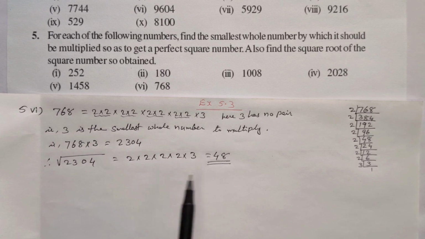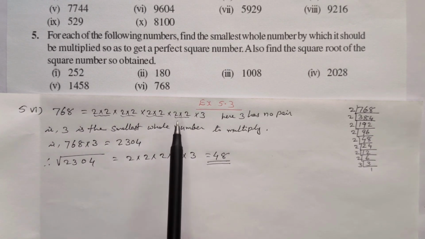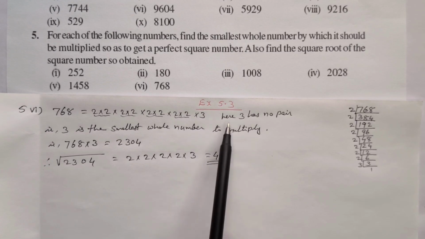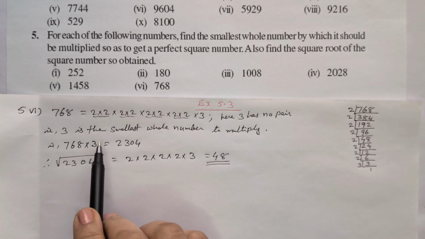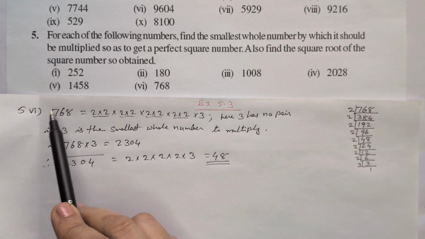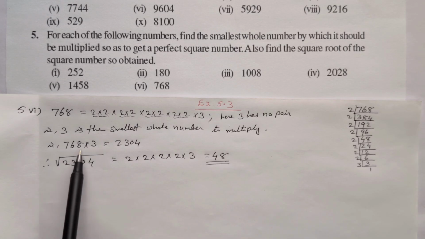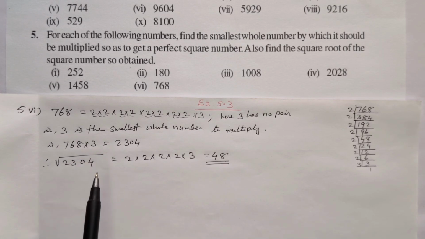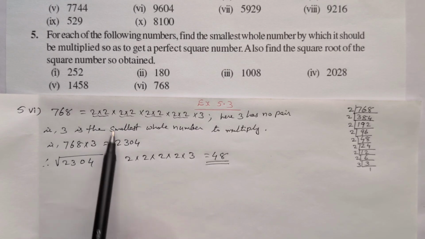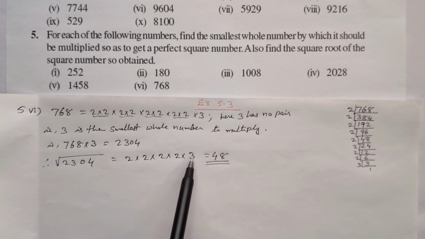Next, 768, when we are doing the prime factorization: 4 pairs of 2 and a 3. So here 3 has no pair. Therefore, 3 is the smallest whole number to multiply 768 by to make a perfect square. So 768 into 3 is equal to 2304. Root of 2304 is equal to, from here one pair we can take, 2 into 2 into 2 into 2 into 3, which is equal to 48.